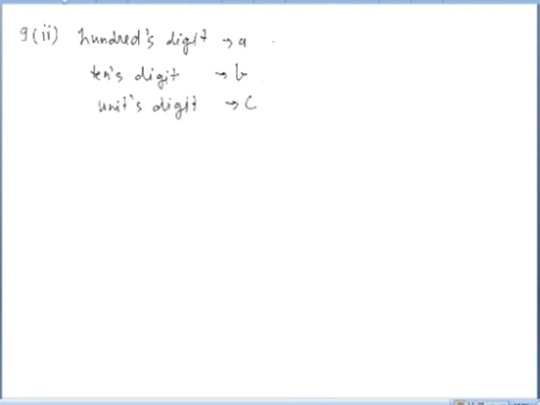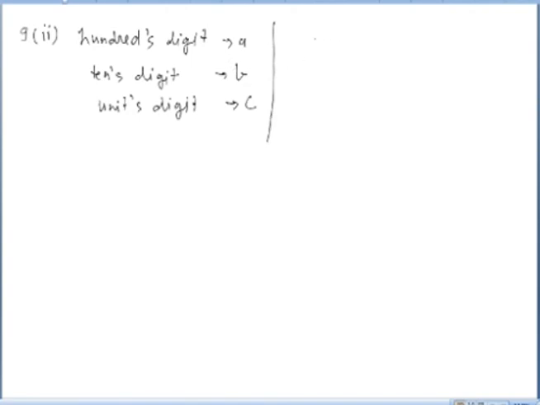Question number 2. Just read this question in your book. The expression for a 3-digit number when the hundreds digit is A, tens digit is B, and the units digit is C. So hundreds digit is A, tens digit is B, and units digit is C. Okay, so this is a three digit number.